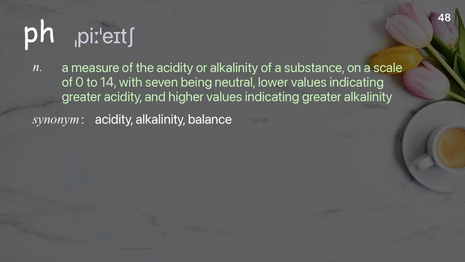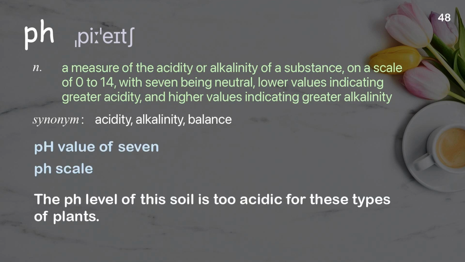pH. A measure of the acidity or alkalinity of a substance on a scale of 0 to 14, with 7 being neutral, lower values indicating greater acidity, and higher values indicating greater alkalinity. Examples: pH value of 7. pH scale. The pH level of this soil is too acidic for these types of plants.